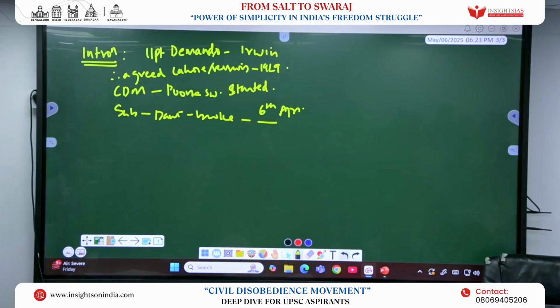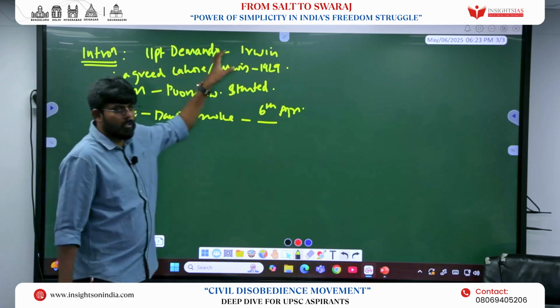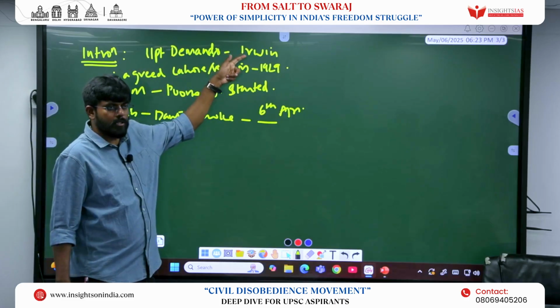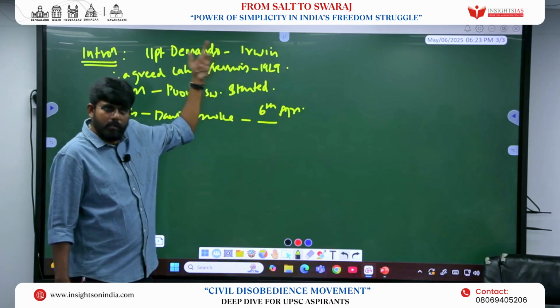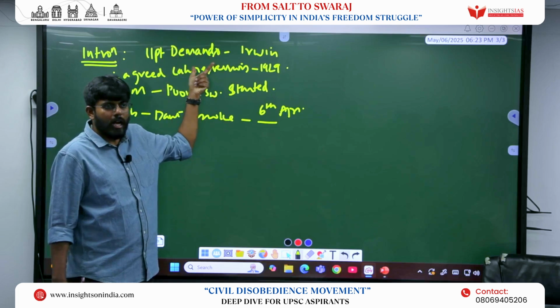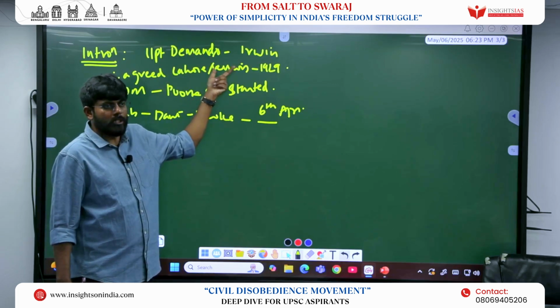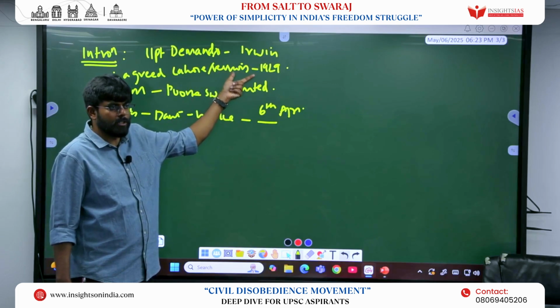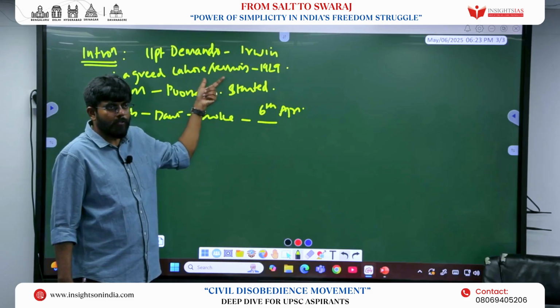Even if he is marching, it is not the violation of the law. It is not civil disobedience. But when you reach there and break the salt law, that is when Gandhi will symbolically start CDM. Understood? That is what you will write in the introduction. So, Gandhi put forward his 11 point demands and Irwin did not respond to it, and therefore, as agreed to during the Lahore session of 1929, Gandhi decided to start CDM with the objective of Purna Swaraj.